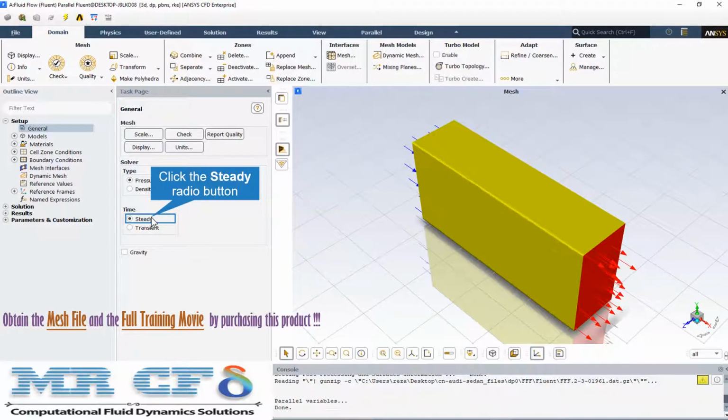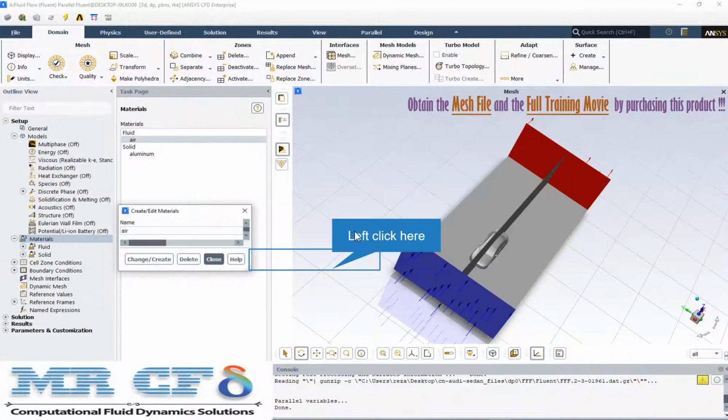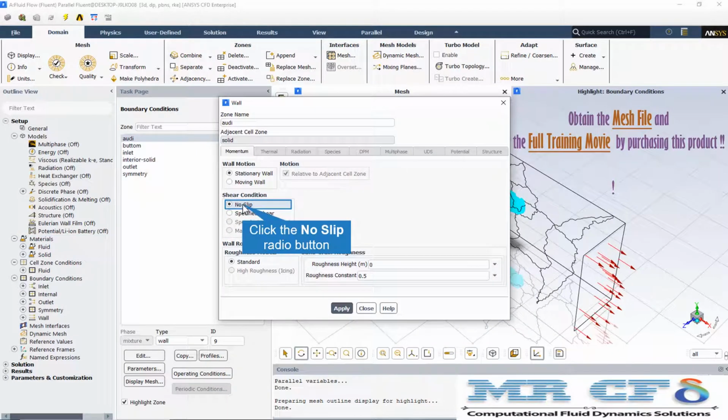The simulation is steady. From the mesh display section, we can display every surface of the computational domain, including inlets, outlets, walls, symmetries, and so on. We can check all the material properties in this section. The car wall is a stationary wall with no slip.